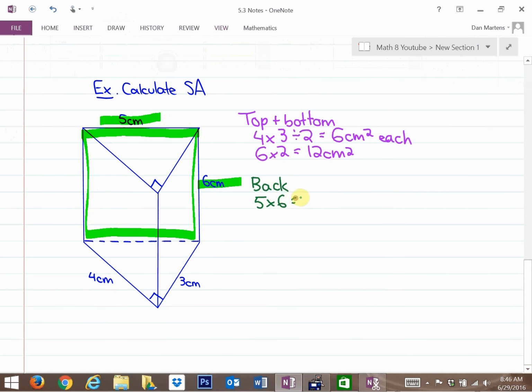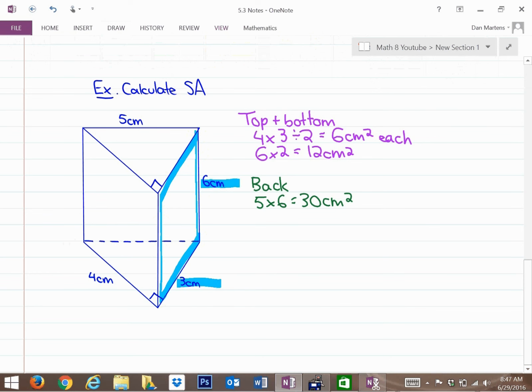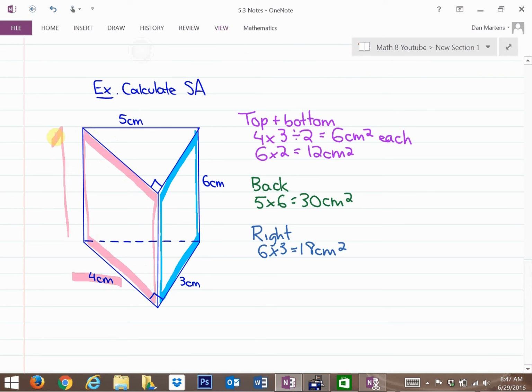The next surface that I'm going to figure out the area of is maybe this right side here. That right side is a 6 times a 3, so I'm just going to call that the right. And the final surface that I'm going to find the area of, which I will highlight in pink, is this surface here, and this surface here is 4 times the height, which we see over here, which is 6. So maybe I'll call that the left. The left is 4 times 6, which is 24 centimeters squared.